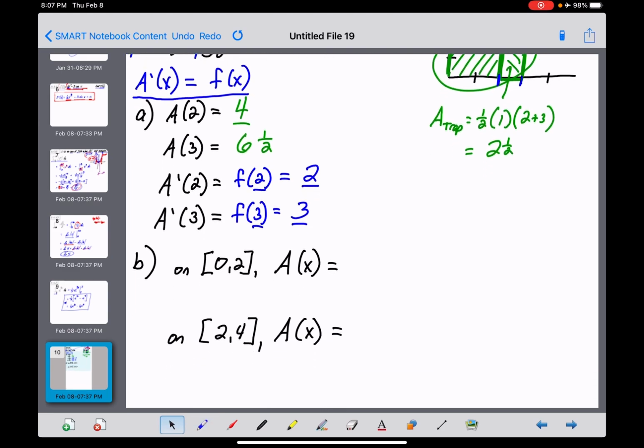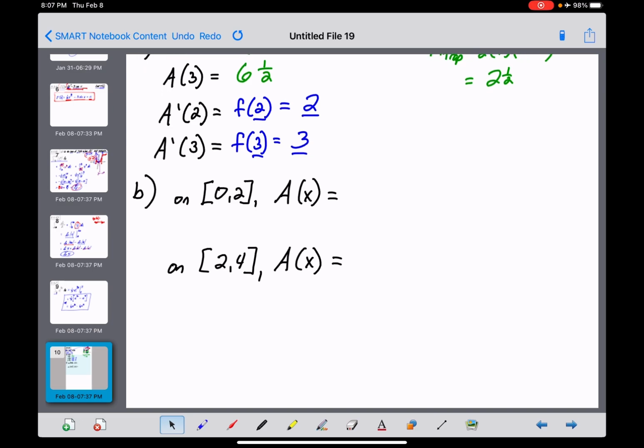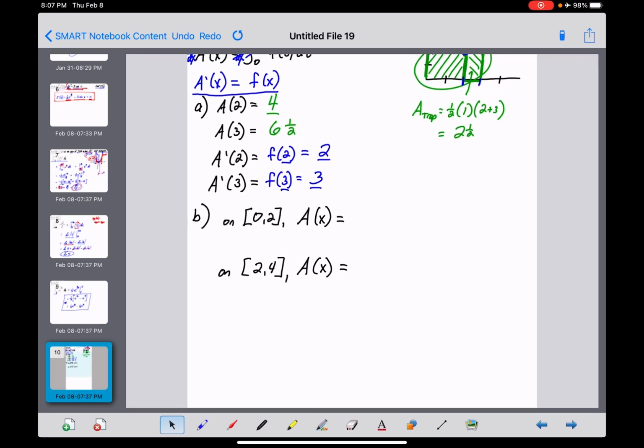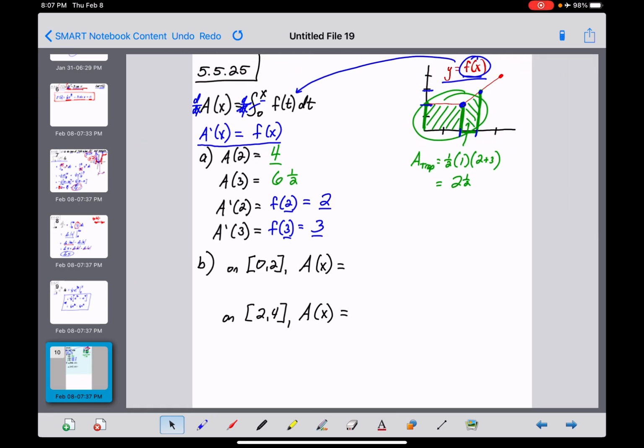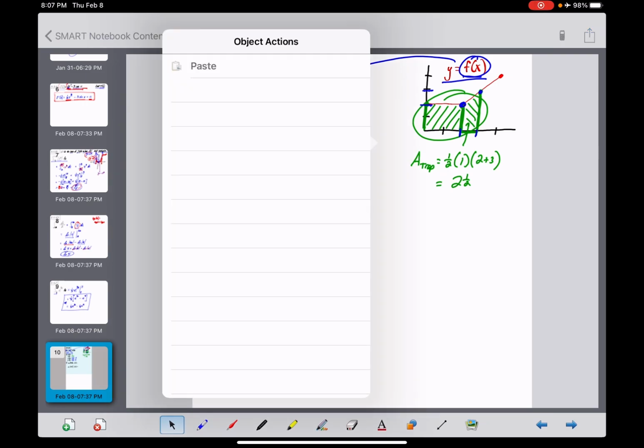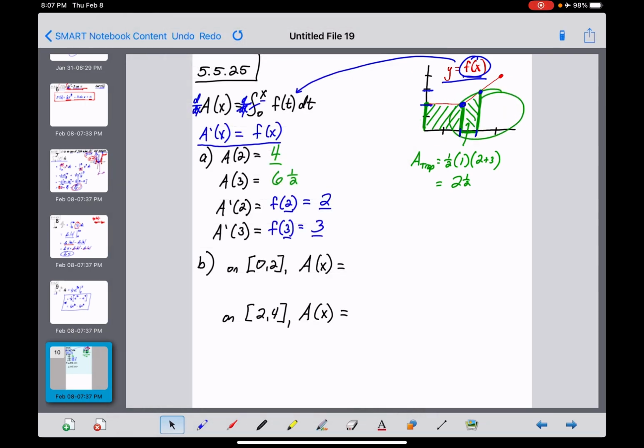Now in part B, they ask you to do something that I did not ask you guys to do in class. They want you to write specific formulas here for A of x, but valid only on a particular interval here. So this gets a little messy, and I wish I hadn't maybe done quite so much. Oh, maybe I can get rid of some of that stuff. Some of the green here. Okay, I'm just trying to get it back to what the original graph looked like before I messed it all up.